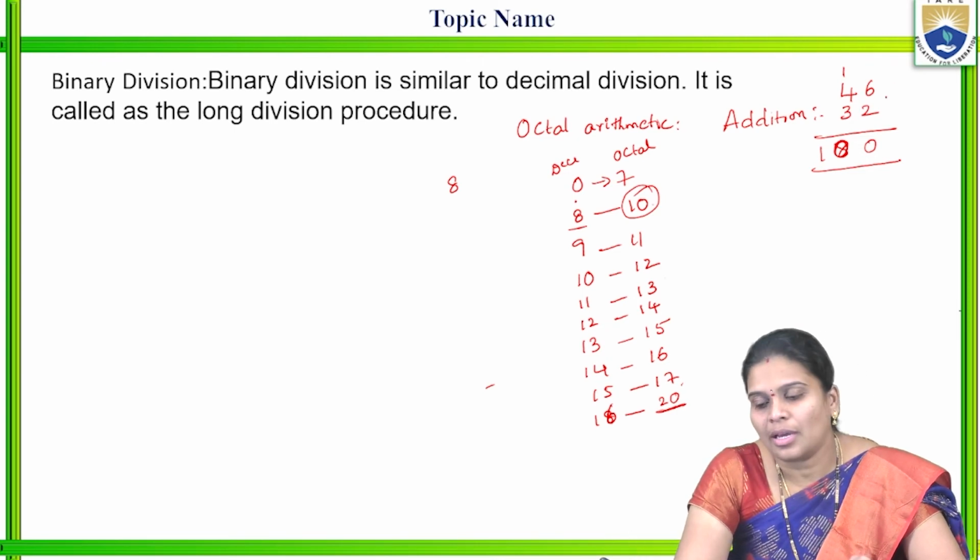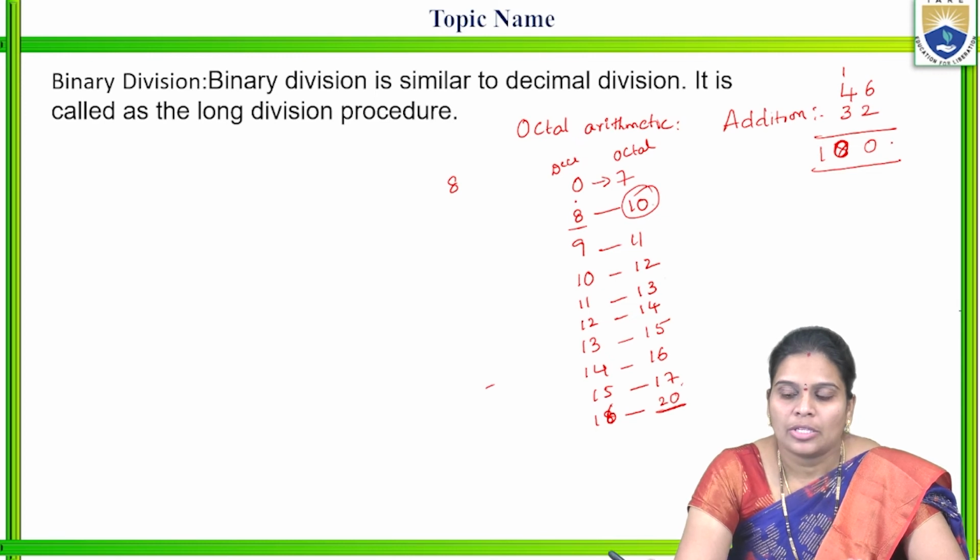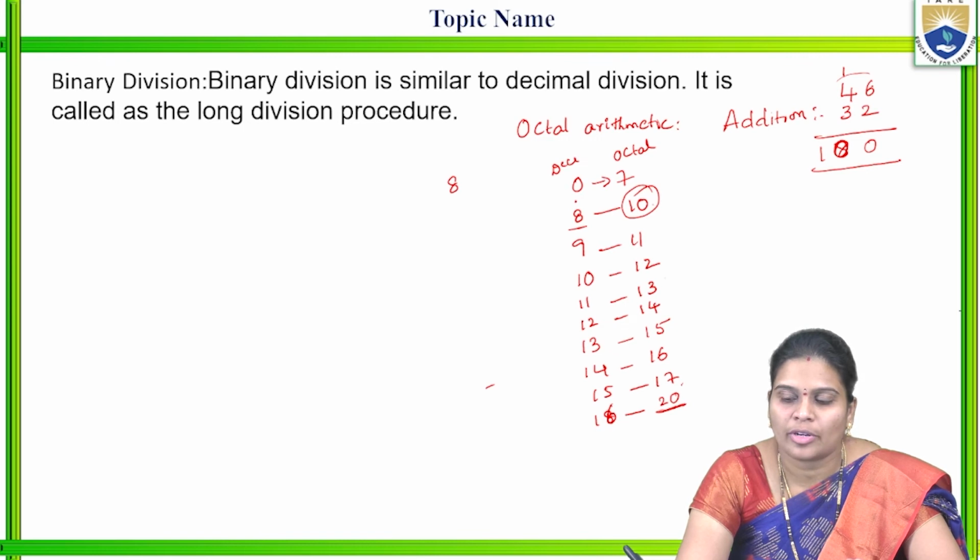If we assume these two values are octal values, then this is the resultant value. For example, if these two are decimal values, those decimal values are converted into octal.